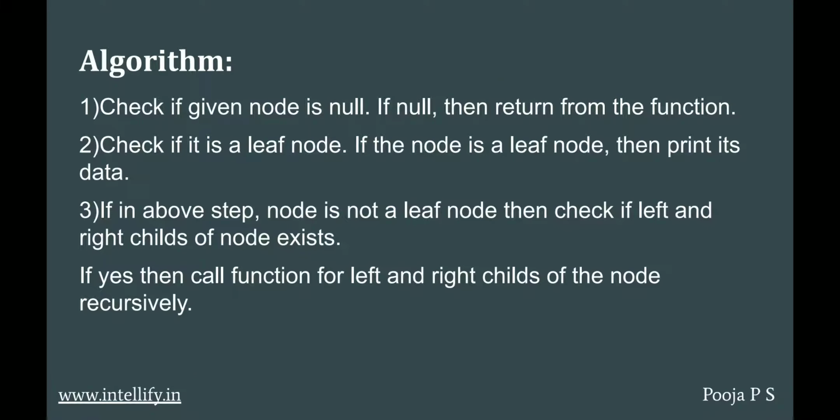Coming to the algorithm, the first step is we are checking if the given node is null or not, and if the node is null then we are returning from that function. The second step is if the node is not null, we are checking whether it's a leaf node or not. If it is a leaf node, then we are printing its data, and if it is not a leaf node, then we are checking whether it has a left and right child. If its left and right child exist, then we are calling the function for the left and right children of the node recursively. So this is the algorithm.